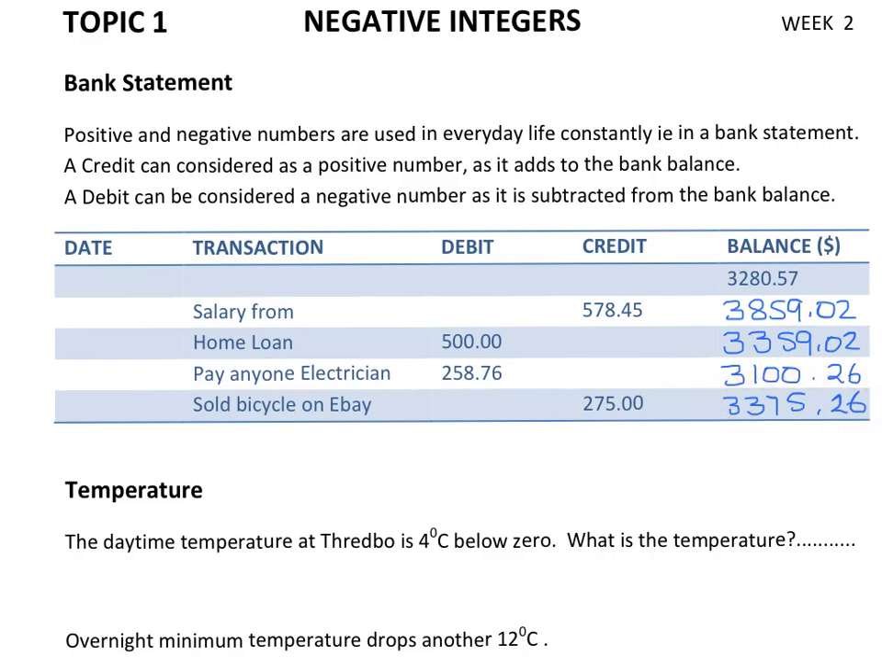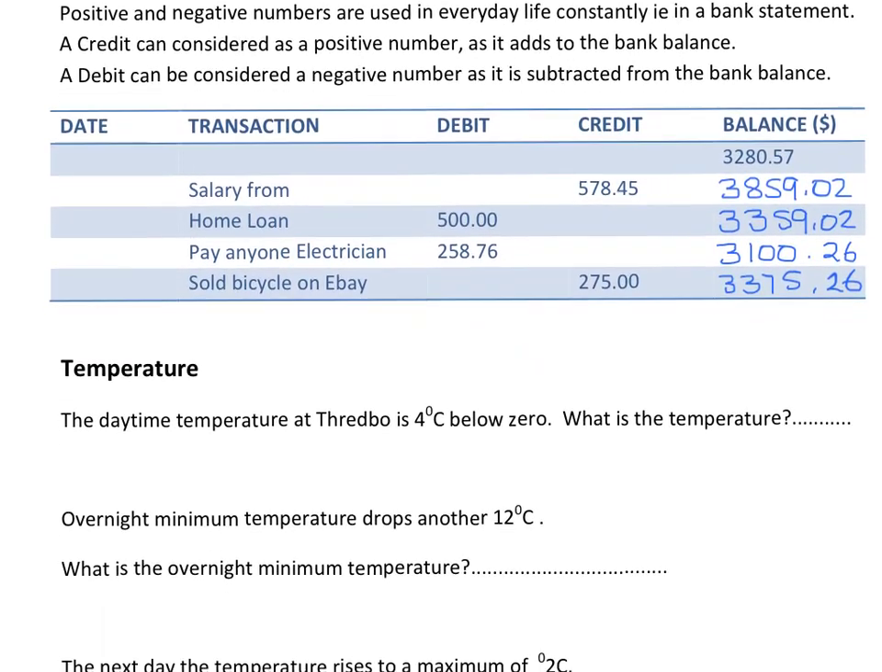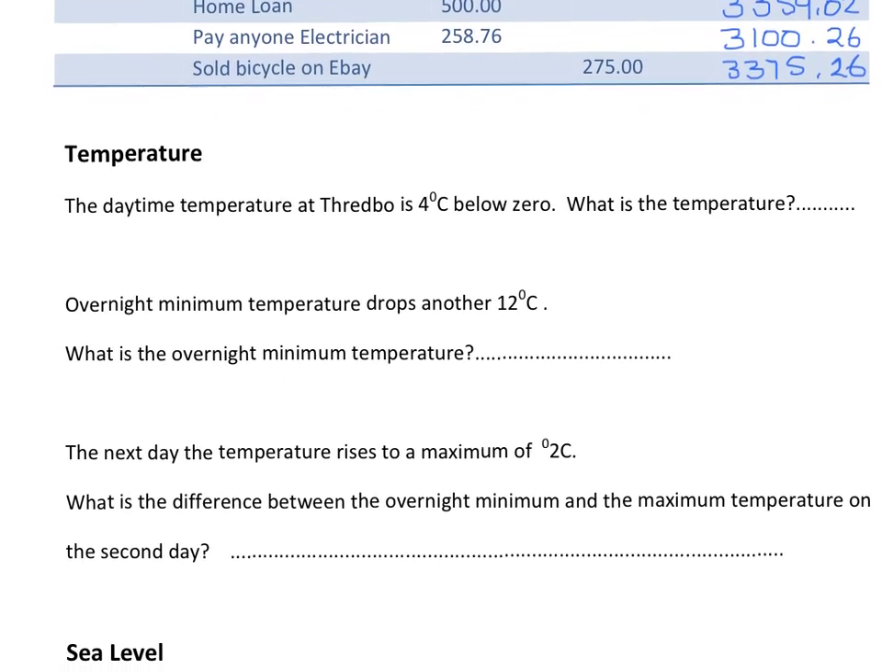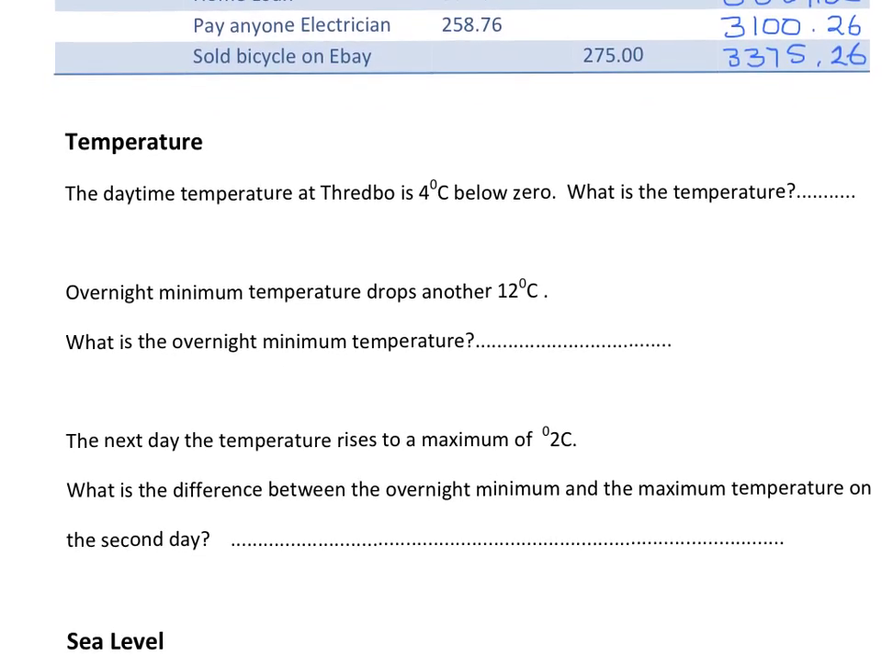So let's leave Jake now to get on with his life, and we'll move on to another scenario where we're going to have a look at temperatures, because that's another place where we use positive and negative numbers.